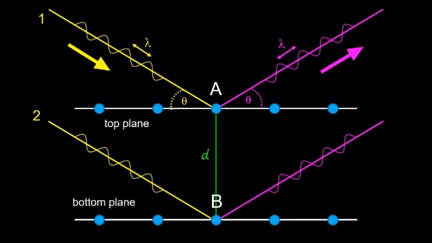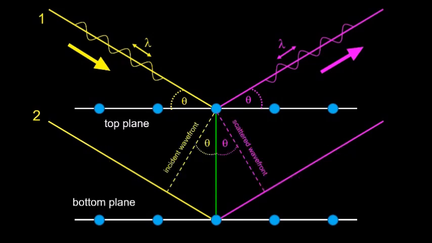The incident waves of wavelength lambda, shown in yellow color, impinge upon these atomic planes at an incident angle theta. Let's say, incident wave 1 hits atom A, whereas incident wave 2 hits atom B. The scattered waves are shown in fuchsia color. Here you see the incident and scattered wave fronts. Please observe the geometric context in this arbitrary example carefully.